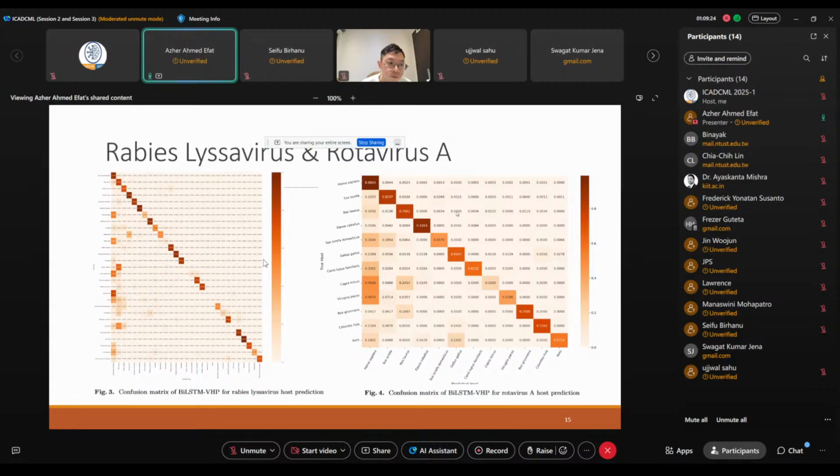Our hypothesis is that it is because of the large number of classes. We had 29 classes for rabies lyssavirus, so probably because of the large number of classes, and also because of the class imbalance, because those classes have very few sequences, so there is not much for the model to learn.